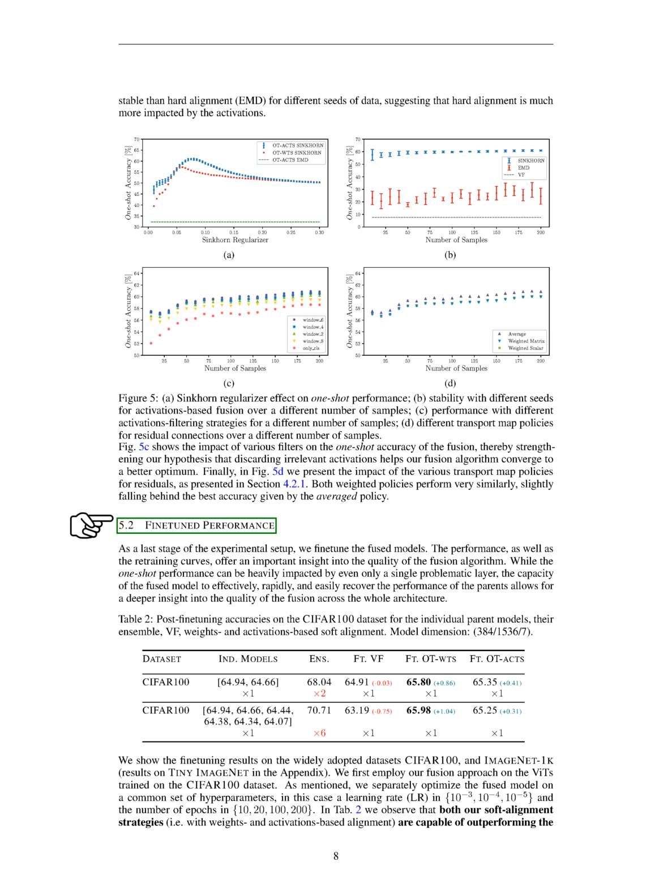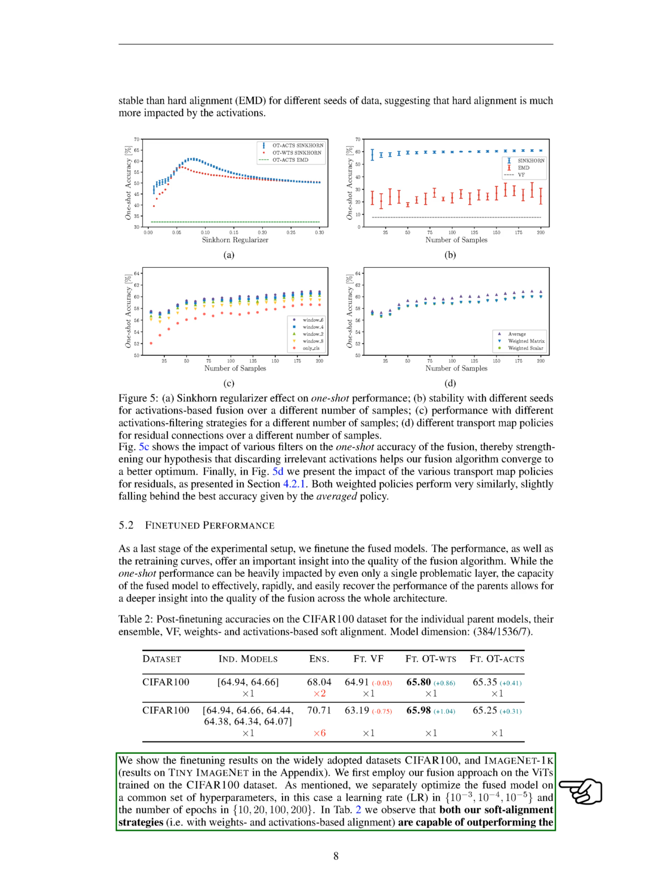Section: Fine-tuned performance. We're now going to discuss the final stage of our experiment, which involves fine-tuning the combined models. The performance and retraining curves of these models provide valuable insights into the effectiveness of our fusion algorithm. If even a single layer is problematic, it can significantly affect the one-shot performance. However, the ability of the combined model to quickly and efficiently regain the performance of the parent models gives us a deeper understanding of the fusion's quality throughout the entire architecture.